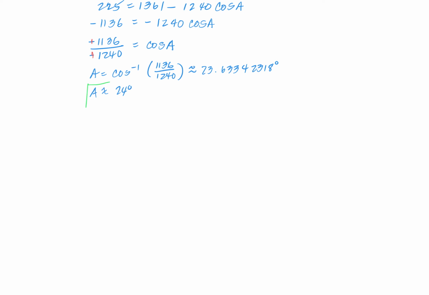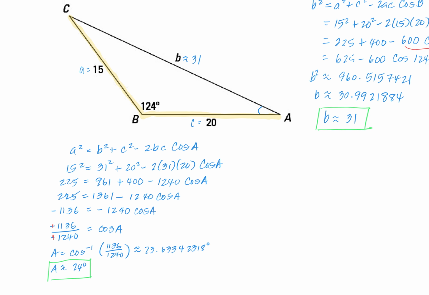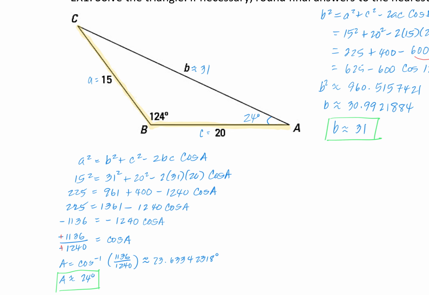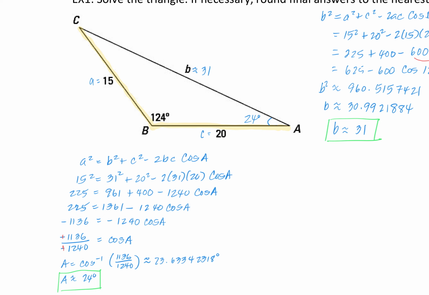Let's see if that makes sense. I'm going to go back to that triangle. So if angle A is approximately 24 degrees, does that make sense? Yes, because side A is smaller than side B. Angle A must be smaller than angle B.